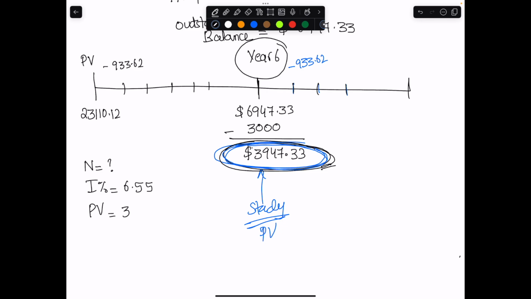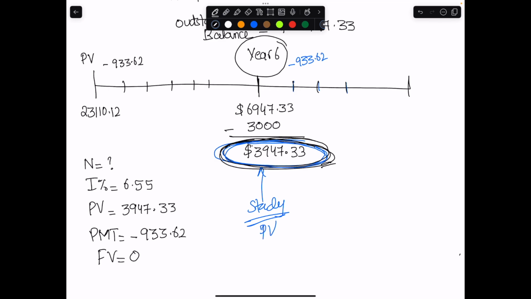It's going to be 3947.33. So let's assume this is what he has received. It's positive because think of it as the outstanding that he has. Now, the PMT is the same, negative 933.62 per quarter. Future value is going to be 0 because we need to find after how many quarters Oscar will pay out the whole loan. And P/Y and C/Y are going to be the same, which is 4.